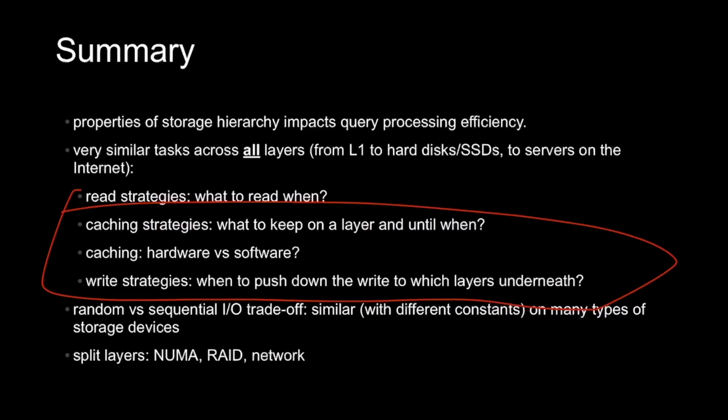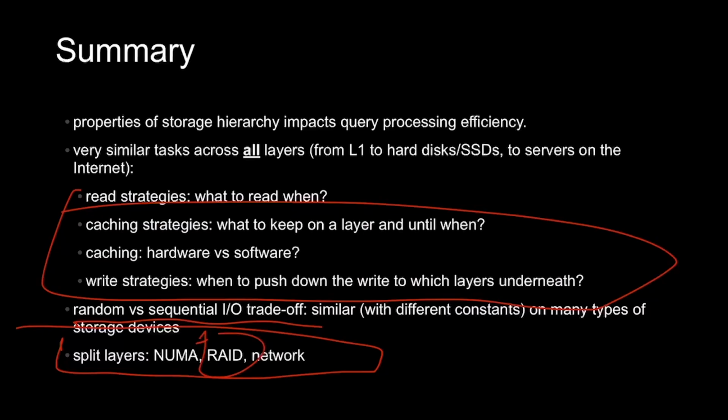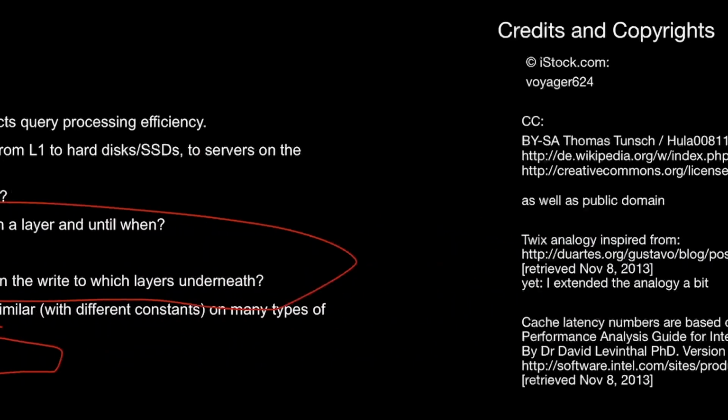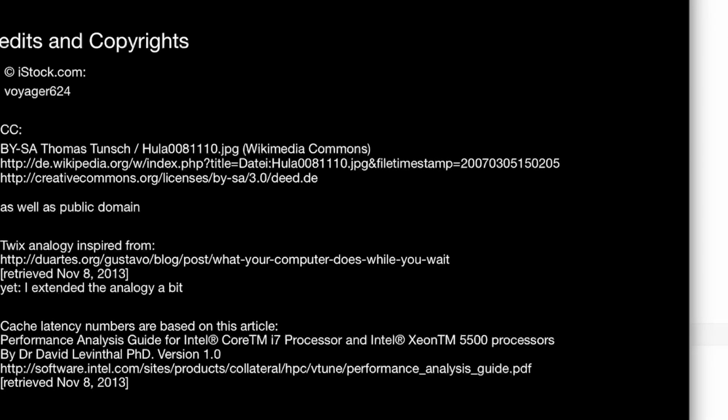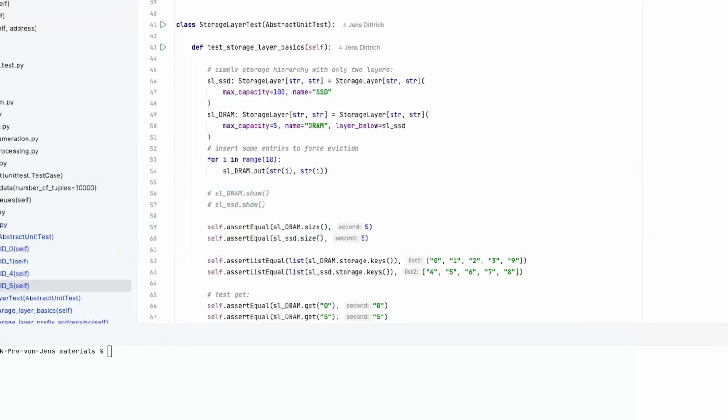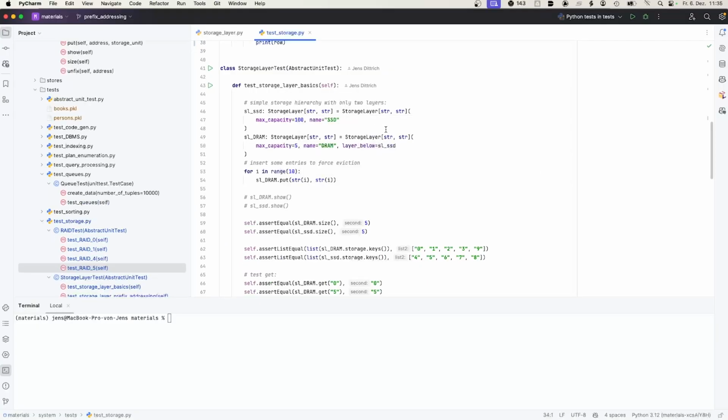For hardware, it's important to factor in random versus sequential I/O numbers or performance characteristics of the devices. And it's important to think about how I can split up my storage layers or my compute layers. NUMA being non-uniform memory access, where you have multiple CPUs on your board. More important for databases is RAID. You split up the storage layer into multiple disks or SSDs. And maybe we can briefly look at a little modification I did to the storage layer stuff I showed last time.